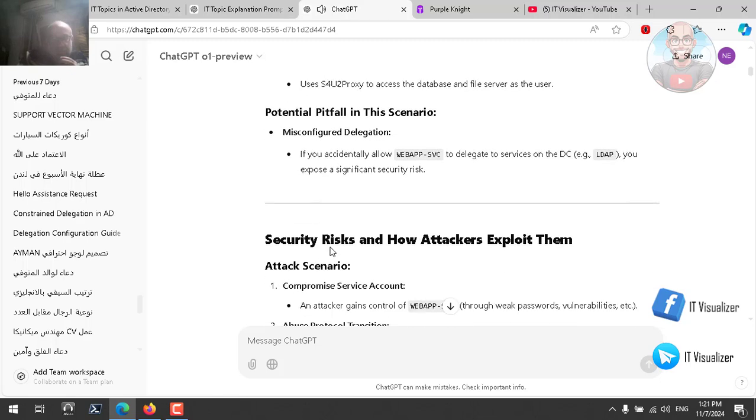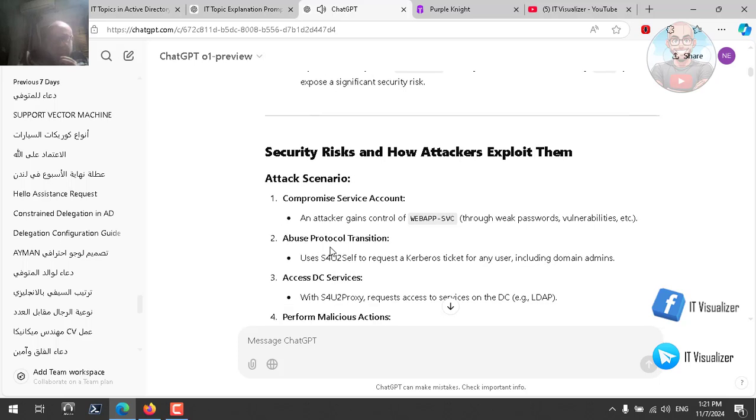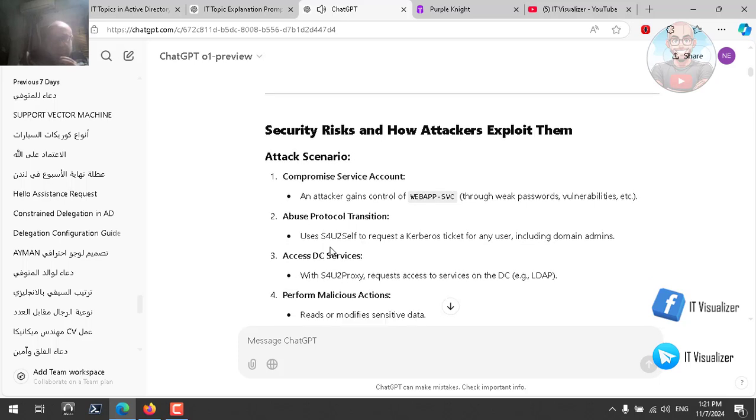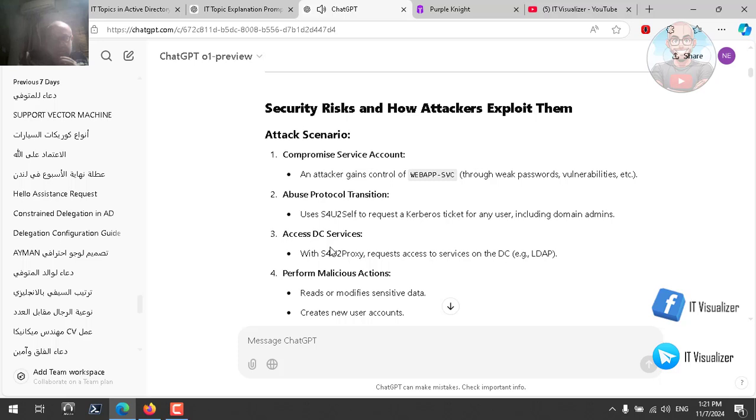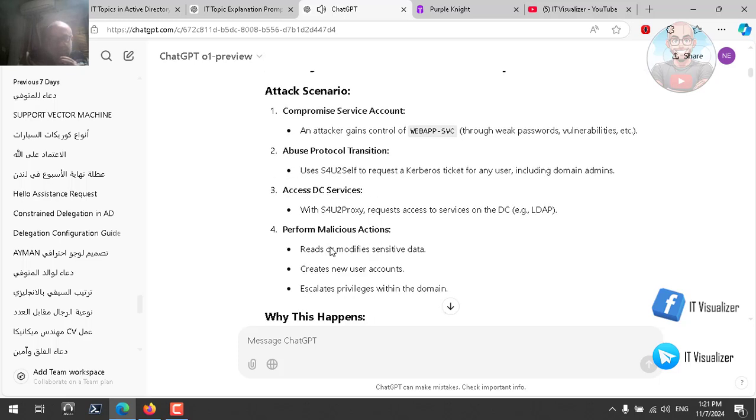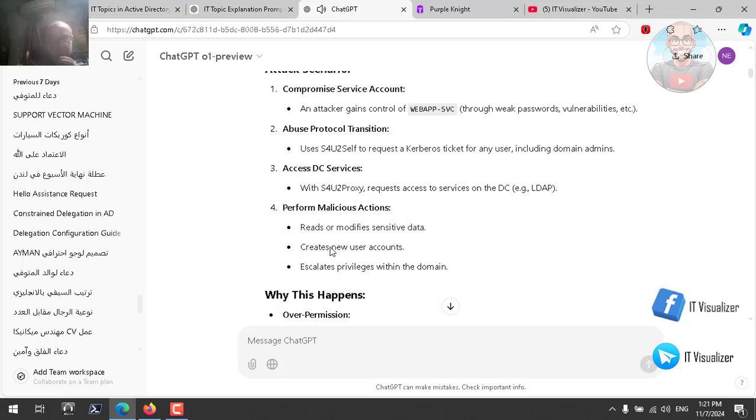Security risks and how attackers exploit them. Attack scenario. 1. Compromised service account. An attacker gains control of web app SVC through weak passwords, vulnerabilities, etc. 2. Abuse protocol transition. Uses S4U2Self to request a Kerberos ticket for any user, including domain admins. 3. Access DC services. With S4U2Proxy, requests access to services on the DC, e.g. LDAP. 4. Perform malicious actions. Reads or modifies sensitive data. Creates new user accounts. Escalates privileges within the domain.